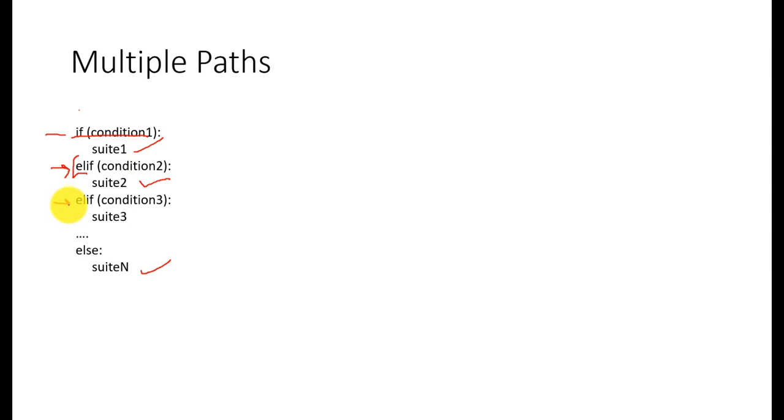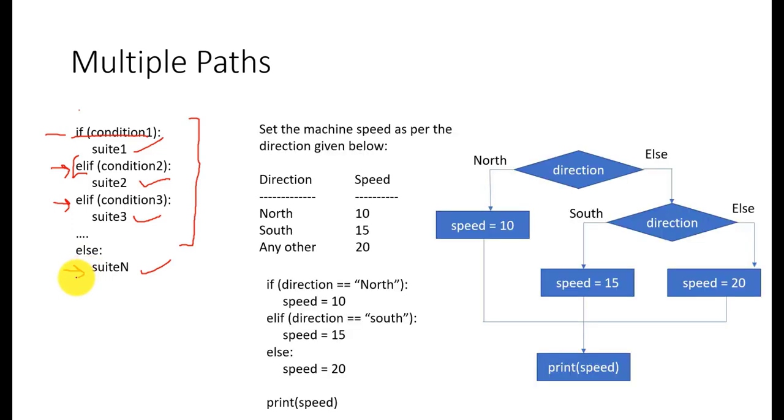If condition 2 is also not true, then jump here to this particular elif block and try to evaluate condition 3. And if this condition 3 is true, then execute this suite 3, and so on. Only if all the conditions mentioned here are not true, that means if any of these conditions 1, 2, 3 and so on are all false, then only you come to the else block and execute suite n. Let's try to understand through an example.